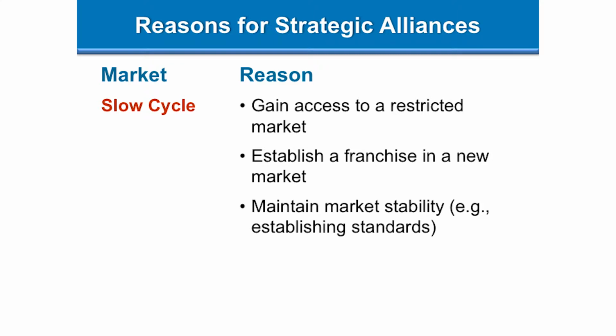Firstly, slow cycle market is generally well protected and stable. So firms use strategic alliances to gain access to a restricted market or to establish a franchise in a new market, because franchise business is a bit easier in slow cycle market, or to maintain market stability. The firms in this market, however, have to recognize that slow cycle markets or industries such as railroad, pharmaceutical, utilities, or financial service industries are pretty rare and easily become standard cycle due to a more competitive landscape.